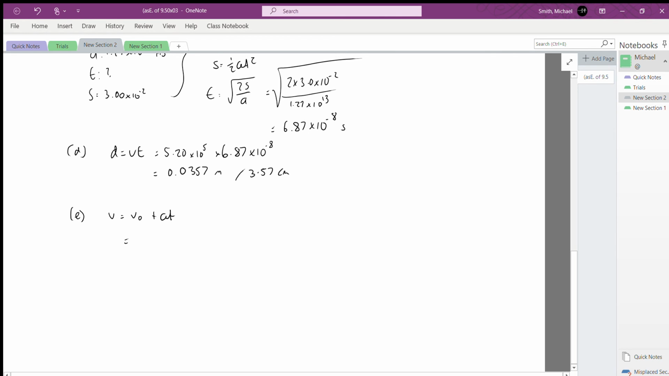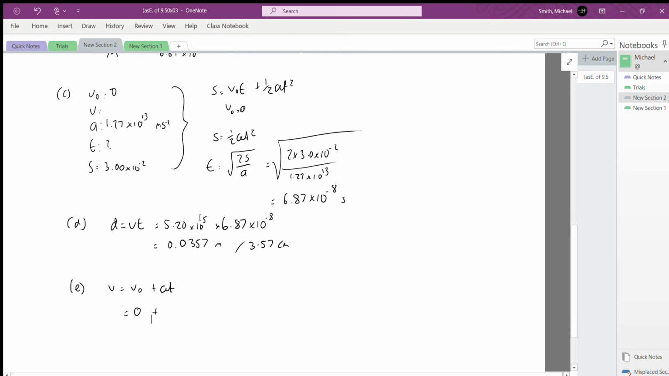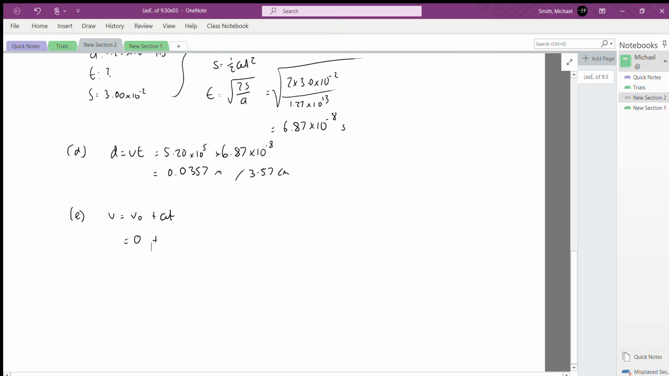The initial vertical speed is 0, and the acceleration is the 1.27 times 10 to the power of 13. And the time we calculated before, so 6.87 times 10 to the power of minus 8 seconds, which if we substitute into our calculator, we get 8.72 times 10 to the power of 5 meters per second.